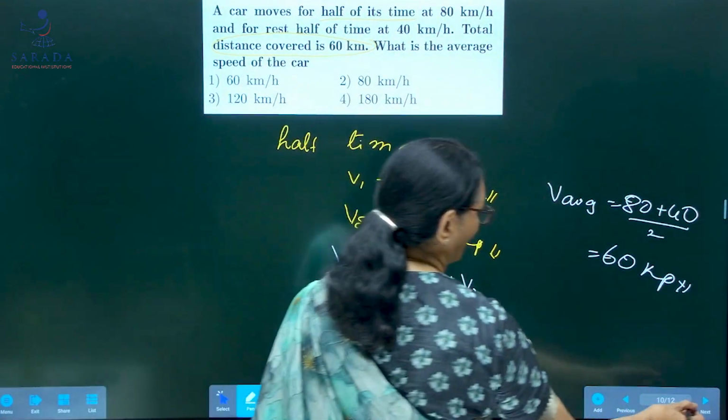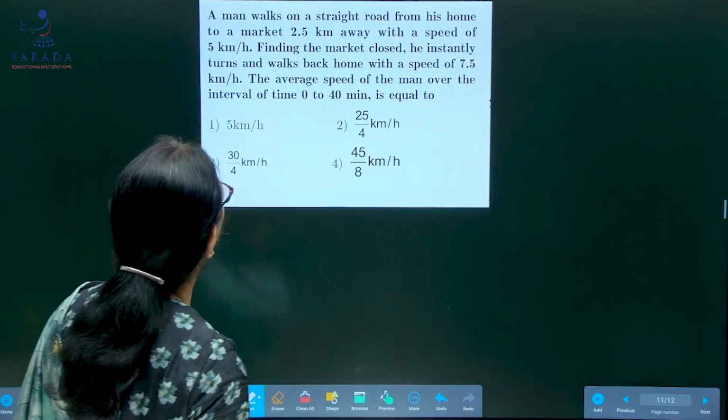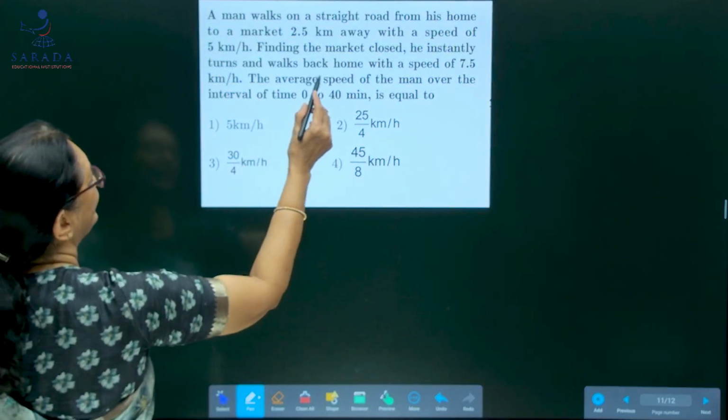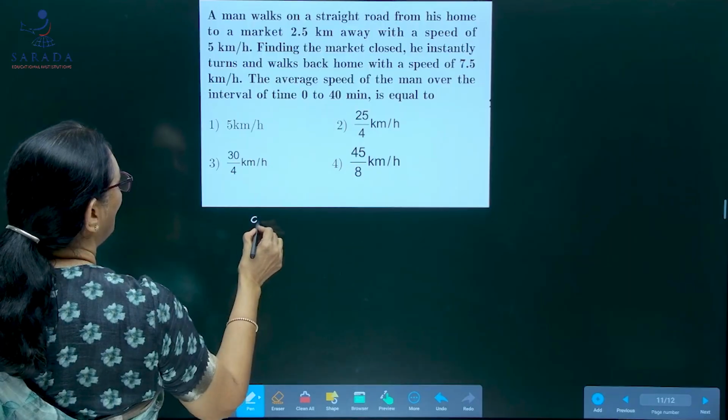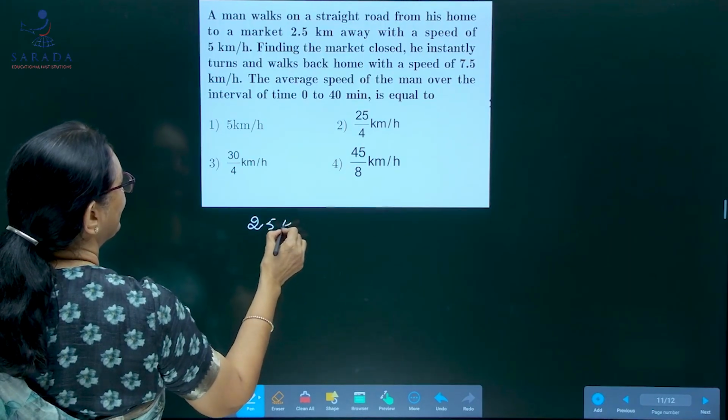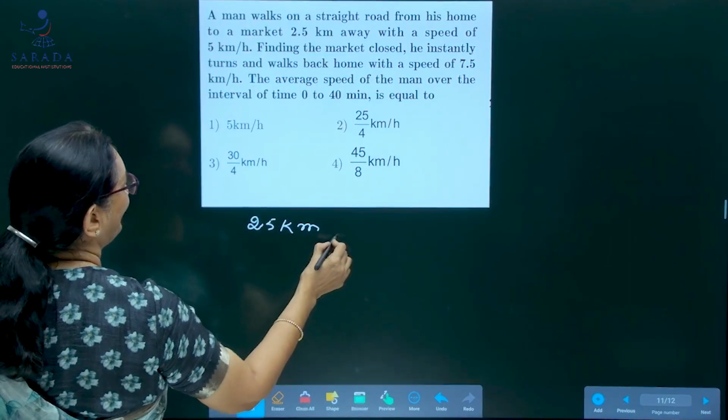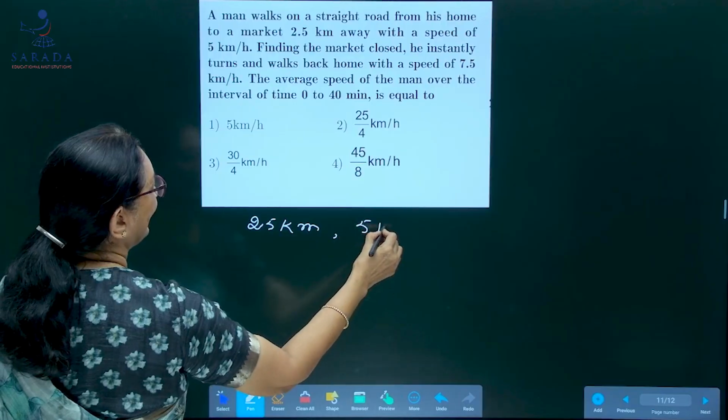Now, let us go to the next problem. A man walks on a straight road from his home to a market 2.5 kilometers away with a speed of 5 kmph.